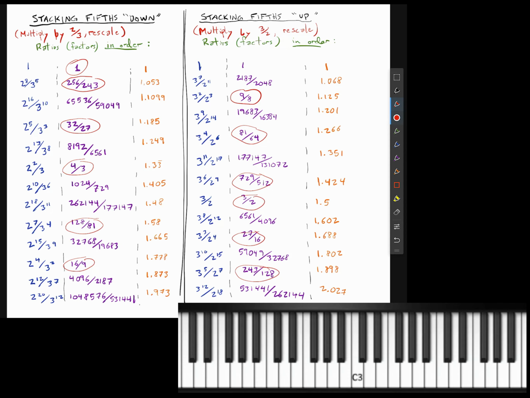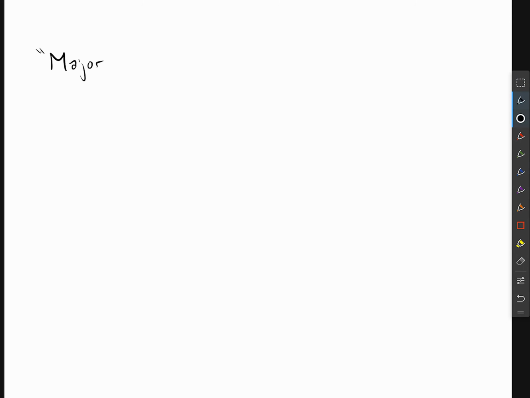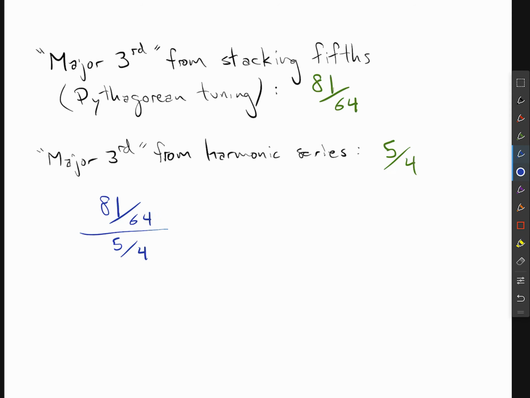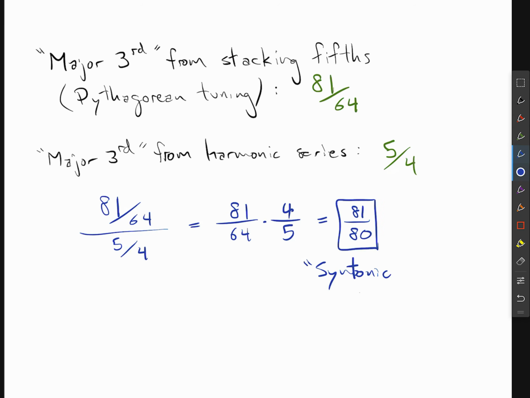Here's an interval of a major third in Pythagorean tuning, and here's an interval of a major third with tuning according to the harmonic series. It's worth mentioning that the ratio between the major third obtained from Pythagorean tuning and the major third obtained from the harmonic series is 81/80, about 22 cents, which is called a syntonic comma. But maybe there's a way to refine our pitches to include the ratio of 5/4 that occurs very early in the harmonic series. Here's one way.